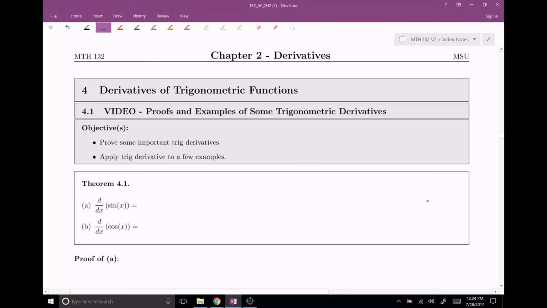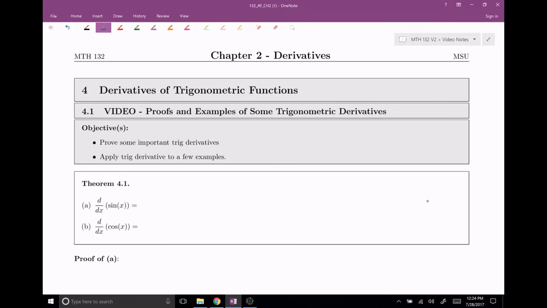In this video, as promised, I'm going to tell you the derivatives of our favorite trigonometric functions, and better yet, we're going to prove why the derivative is the way it is. So you don't even have to take my word for it. We'll prove some trig derivatives, and then we're going to apply these to actually get some formulas for some other trig functions.